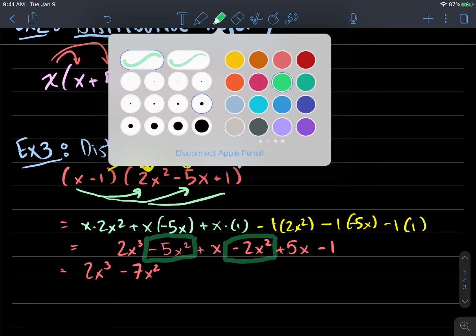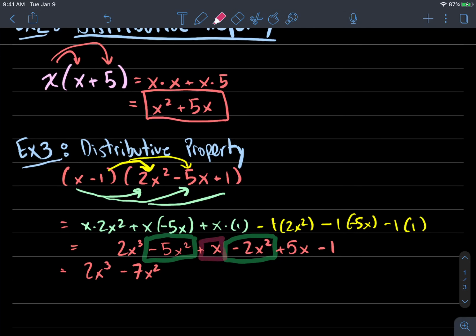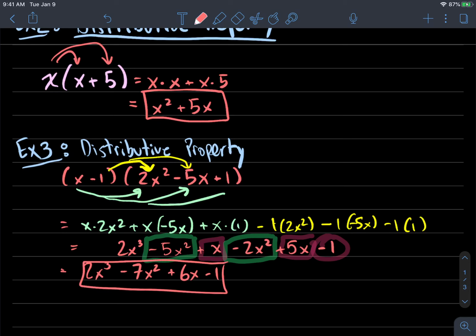Next up, you're gonna have just the x's by itself. X plus 5x, that's gonna be plus 6x. And now the last part is we have our constant term, and our constant term is just negative 1. So just bring that right down, boom, and we're done. It's a longer process. It's a little bit harder, but that's how we do it.